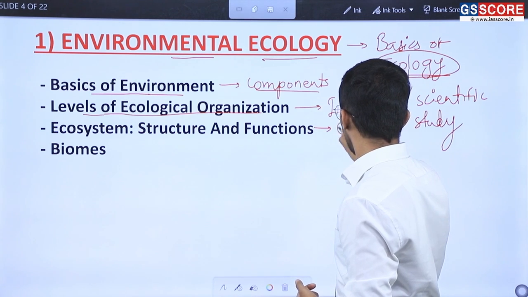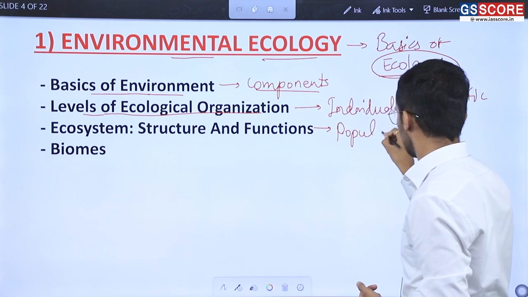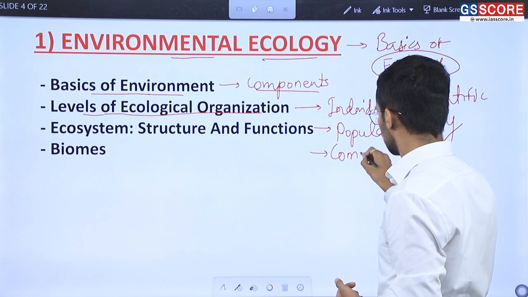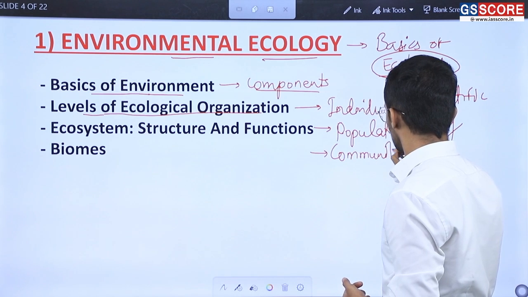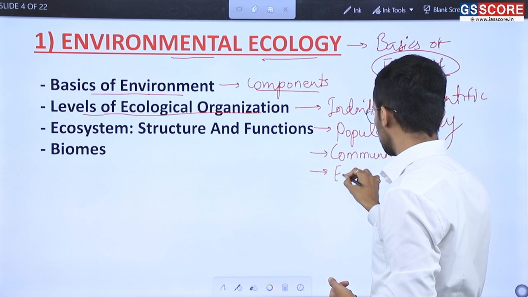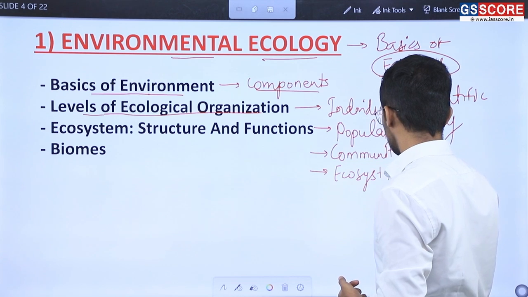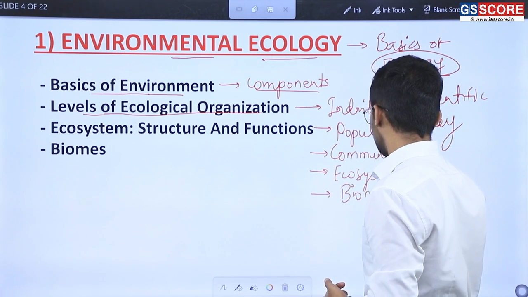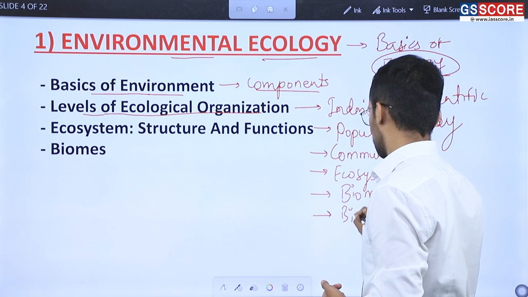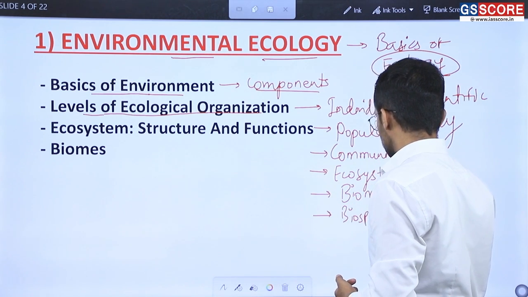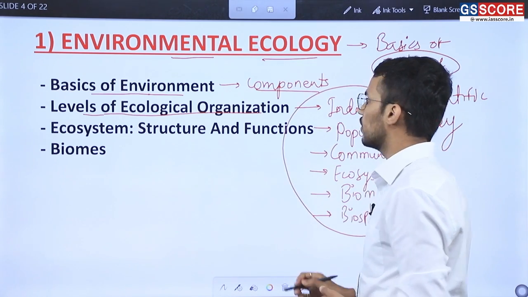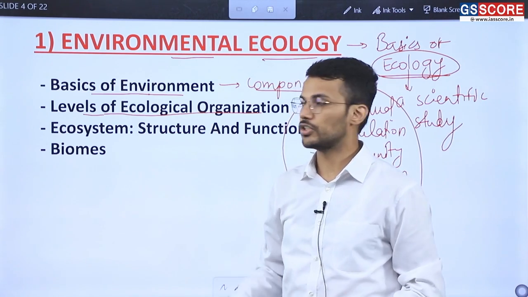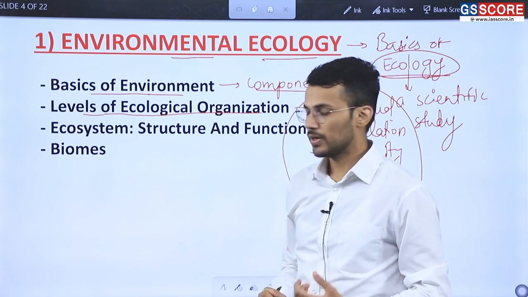Secondly, population. Third, community. Fourth, ecosystem. Next, biome, and then biosphere, right? So these 6 levels of ecological organization are an important aspect of the environmental ecology topic mentioned by UPSC, right?